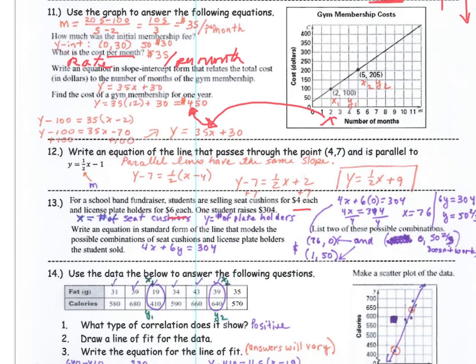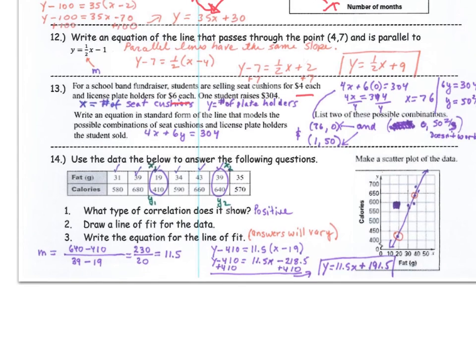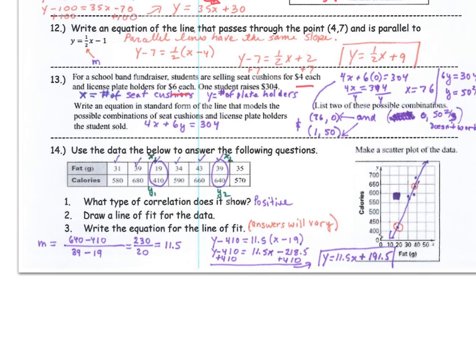Okay, last problem. So what you're going to do on this last problem is they're giving you a data table. You're going to plot that data table, and you're going to draw a line of fit. Okay, I already plotted the points here. Because the line is going uphill, it appears to be linear, and it appears to be a positive relationship, okay? Now, once you draw your line of fit, they're asking you to write an equation for that line.